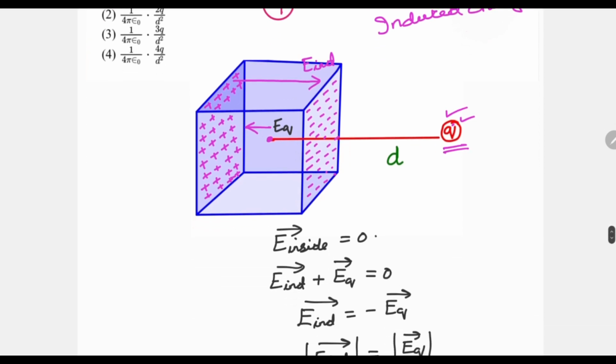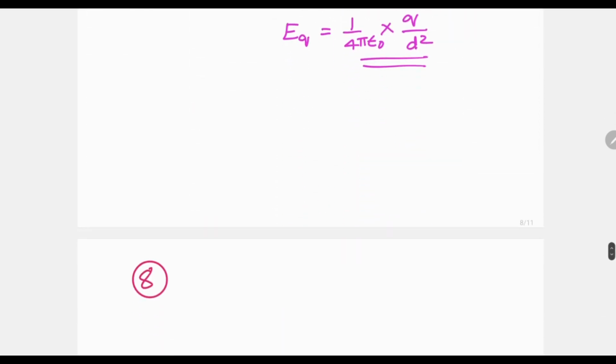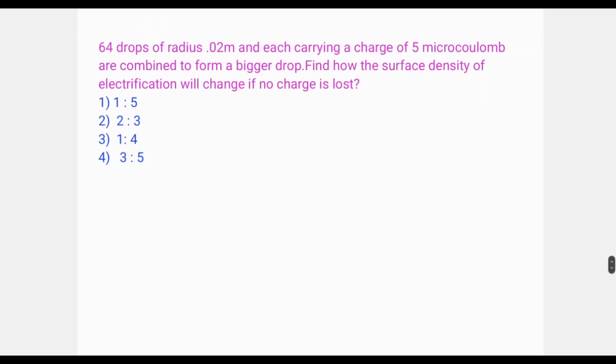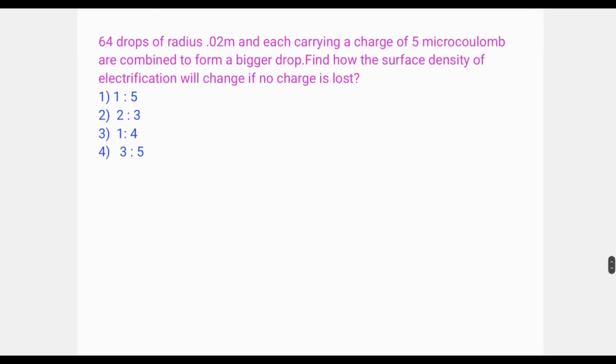Okay, now we can move on to question number 8. What is question number 8? 64 drops of radius 0.02 meter and each carrying a charge of 5 microcoulomb are combined to form a bigger drop. Find how the surface density of electrification will change if no charge is lost. So 64 drops are combining to form a bigger drop.